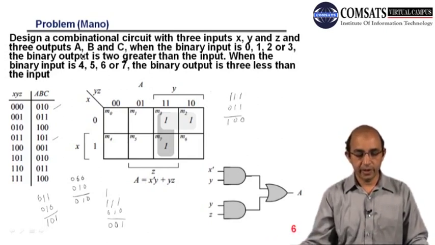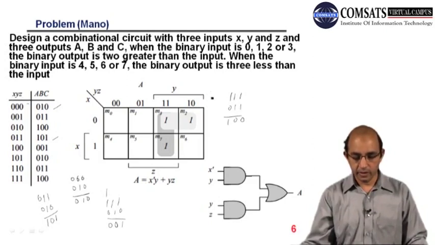So when the binary input is 4, 5, 6 or 7, the binary output is 3 less than the input, right? So we have 3 inputs, 3 outputs. So straight away we will be implementing that truth table onto the K map, right?